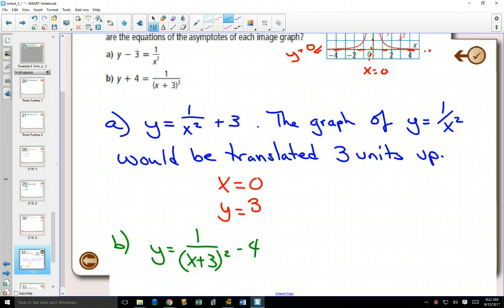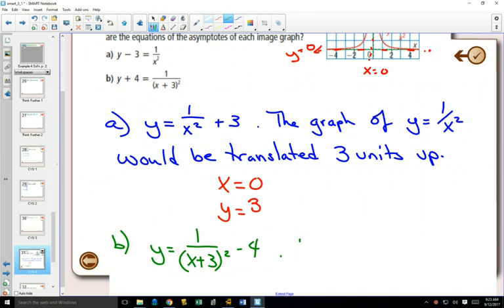There's a plus 3 and a minus 4. Can you see that that plus 3 is inside where the x was? And so we say that's inside the function. That's going to move things left and right. And the minus 4 is outside of where the 1 over x squared is. And so that's going to move things up and down.